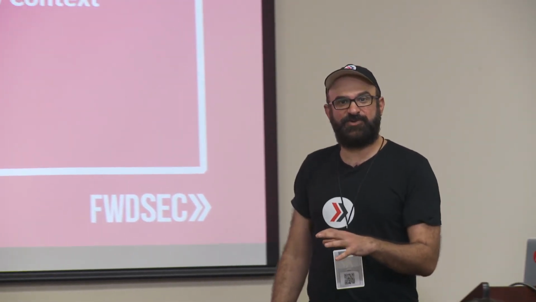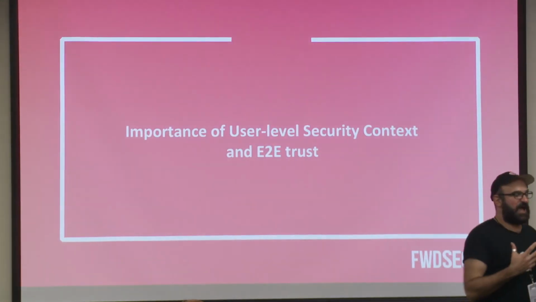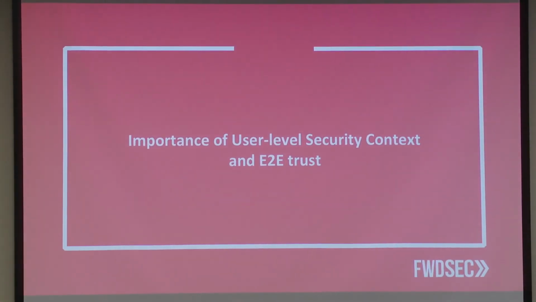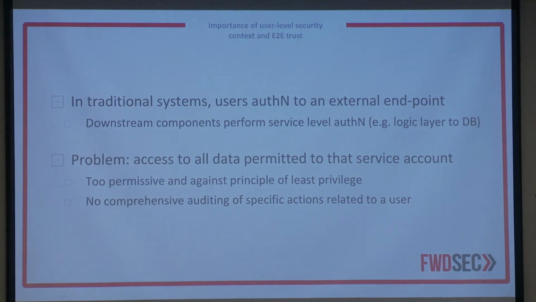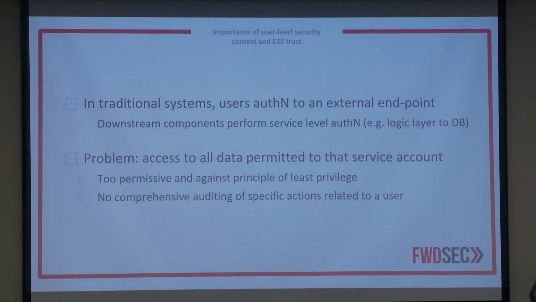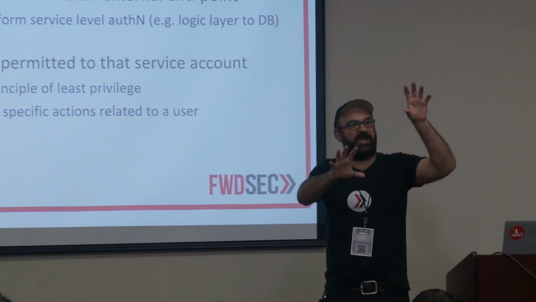So I just want to talk about user-level security context and end-to-end trust, because that's quite important. And in this world, when we're using tokens, we need to think about those concepts. So in a traditional system, users authenticate to an external endpoint. So you have your application, your typical three-tier application, right? You have your presentation layer, your logic layer, and your data layer, right?